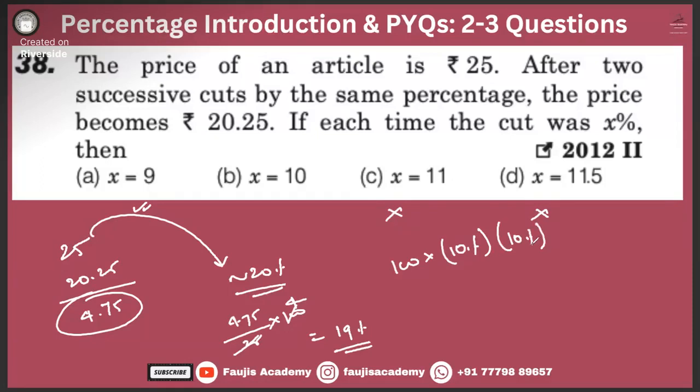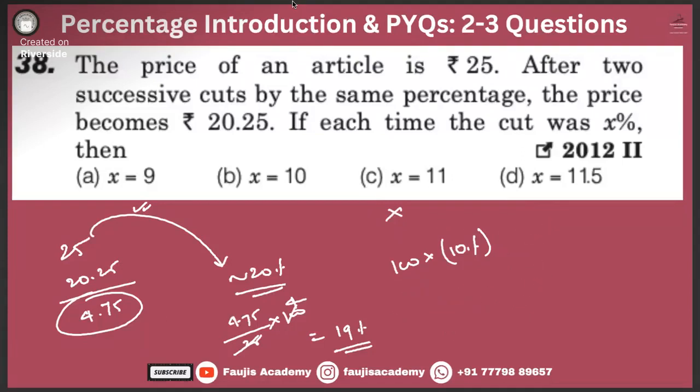So how much is this number? 100 into 10 by 100 into 10 by 100. This one gone, this one gone. 2 times 10%. No, this is not the way. One moment.